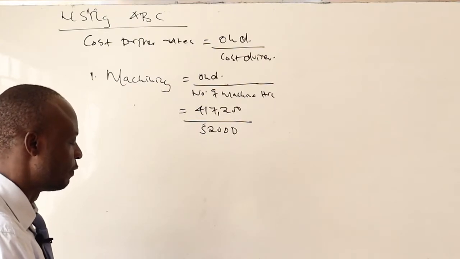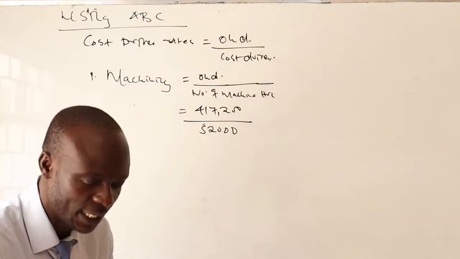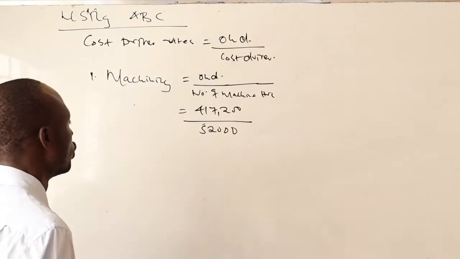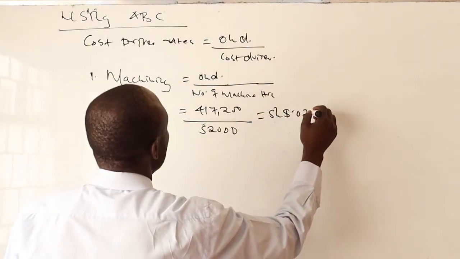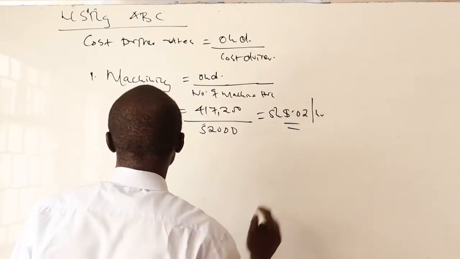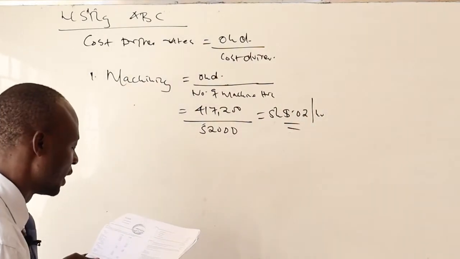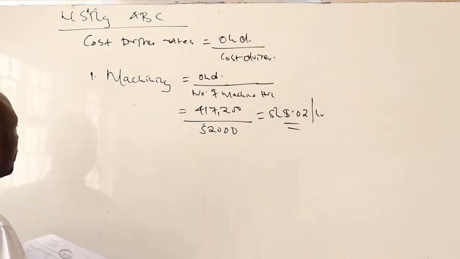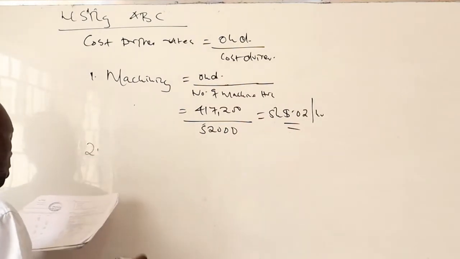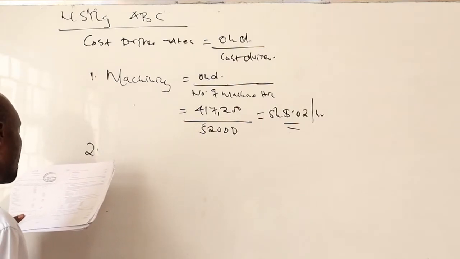So we're going to divide 417,200 by 52,000, and we get 8.02. So it's going to be shillings 8.02 per hour. That is the machining activity. We're going to absorb it based on the number 2 here. Then we have setup.